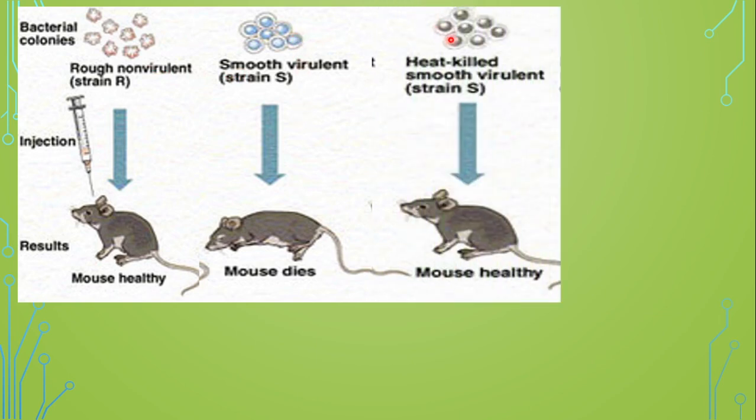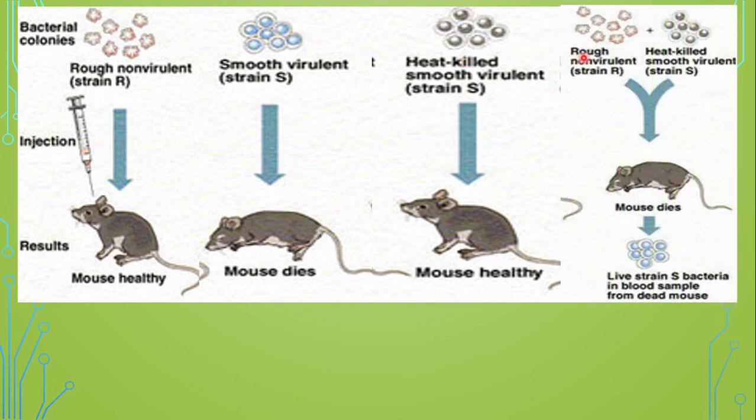Next step, the smooth strains, which were actually infectious, were taken. They were killed by application of very high heat. They were all killed and then they were injected into the mouse. The mouse did not die. Whereas the living S-strain bacteria could infect the mice, the heat-killed S-strain bacteria could not. It means that the bacteria did not have any property of virulence, did not have any infectious agent remaining in it. That is why the mice were healthy.